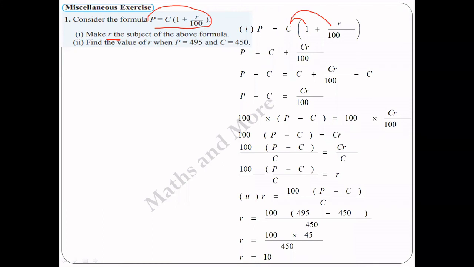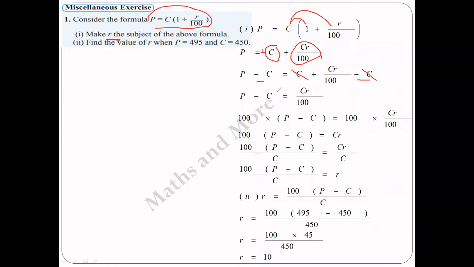Let's look again at the problem. Which one should be the subject? R should be the subject. What are the other terms combined with this? Here C is there, and here CR over 100 is there. It is easy to remove this C, which is plus C. So to remove plus C, subtract C from both left and right. Cancel out this plus C with this minus C. So on the right hand side, CR over 100 remains, and on the left hand side, P minus C.